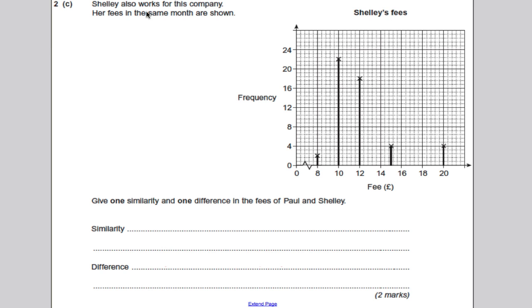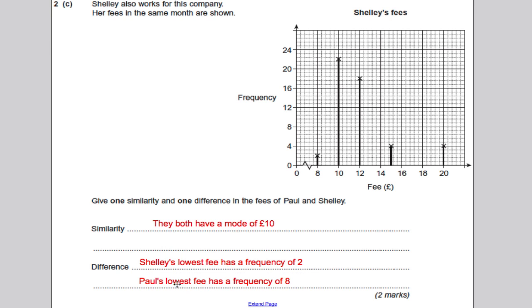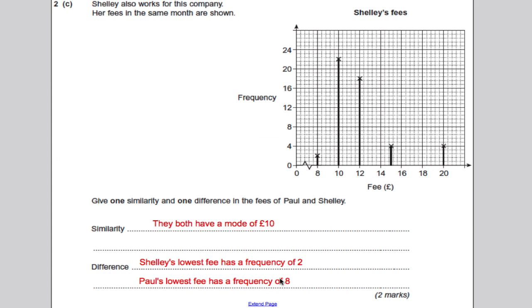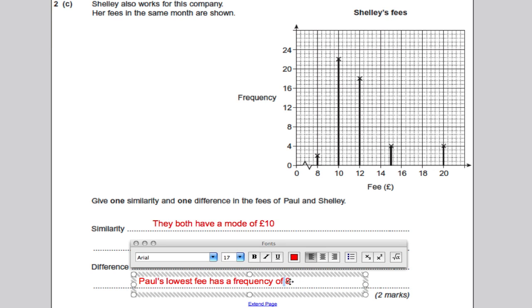2C. Shelley also works for the company and her fees are shown in this line chart, and we're asked to show one similarity and one difference. Now there's lots of different answers you could have given. I said that a similarity was that they both had a mode of 10. As you can see, the highest frequency here is £10. And a difference I suggested was that Shelley's lowest fee had a frequency of 2, whereas Paul's lowest fee had a frequency of 10. So her lowest fee had a frequency of 2, we can see that there. And if we return to the table, Paul's lowest fee, £8, had a frequency of 10. I should change that to 10.